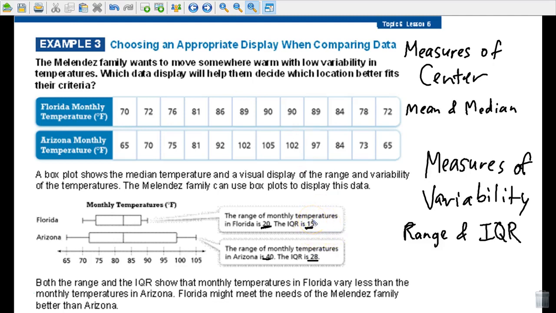So the lower the range and IQR, the less variability. So both the range and the IQR show that monthly temperatures in Florida vary less than the monthly temperatures in Arizona. So the Melendez family would probably prefer Florida to Arizona because it has a lower variability rate. Okay, it varies a lot less. So range and IQR relate to variability. So when they ask about variability in the question, you should do range and IQR and box plot because that's the easiest way to view them. Okay?